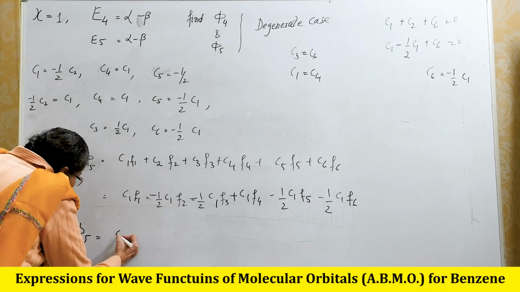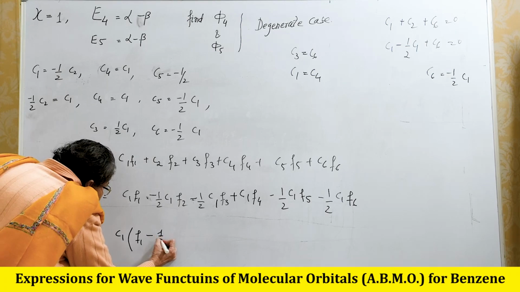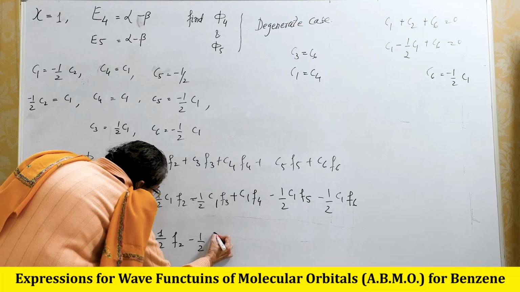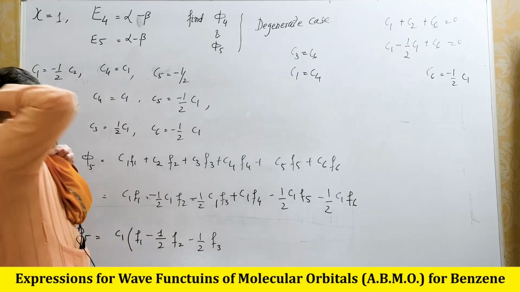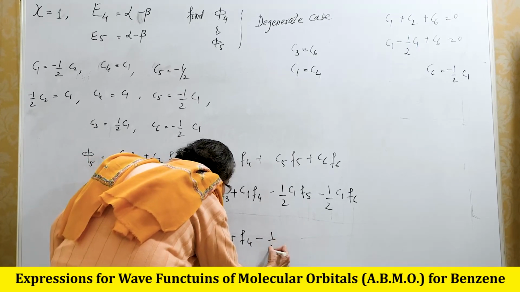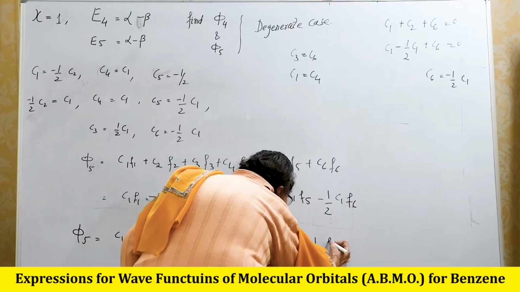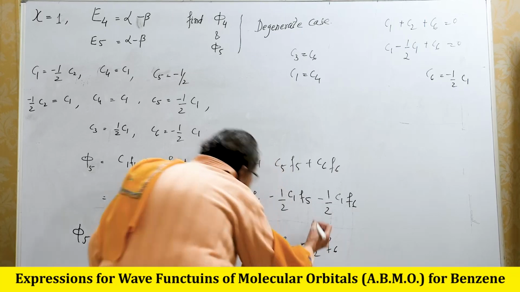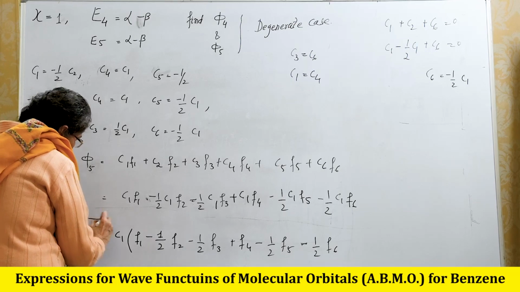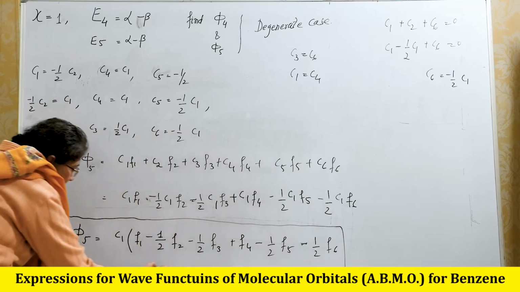is equal to C1 F1 minus half F2 minus half F3 plus F4 minus half F5 minus half F6, and this is the expression for phi 5.